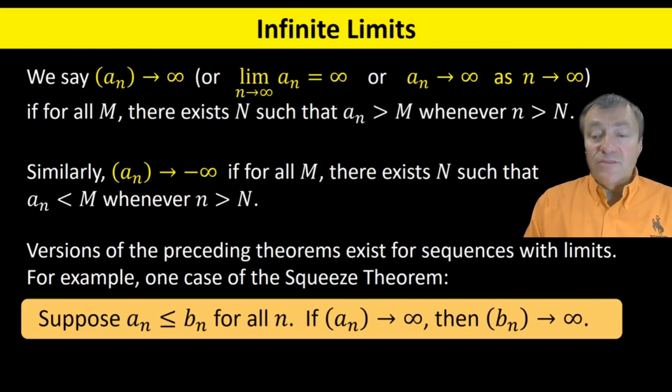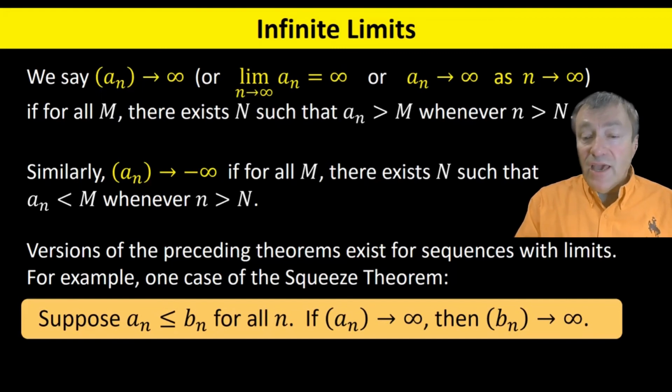Having just proved a version of the Squeeze theorem for convergent sequences, we can mention there are several other forms of the Squeeze theorem which are not hard to prove. We won't take time to go through every possible variation. But for example, suppose an is less than or equal to bn for all n. If the first sequence goes to infinity, then so does the second. That's another form of the Squeeze theorem.